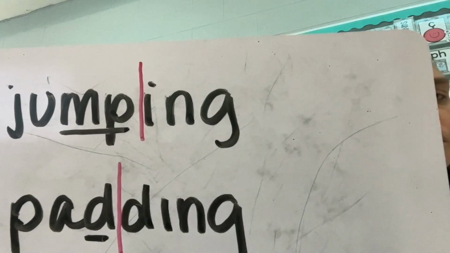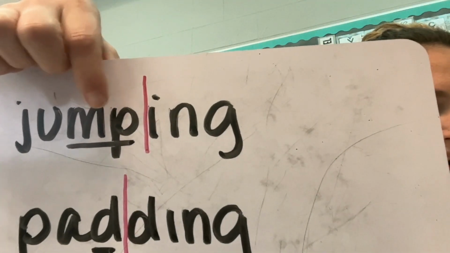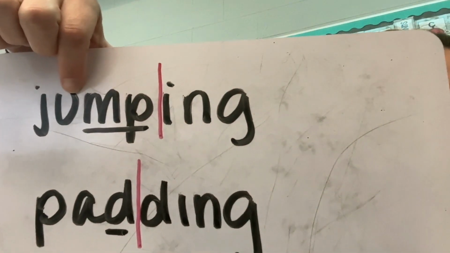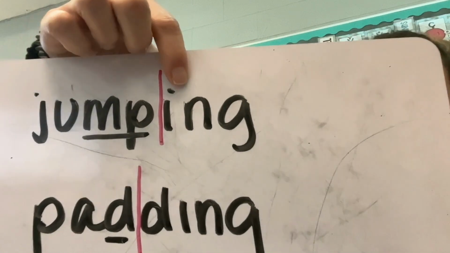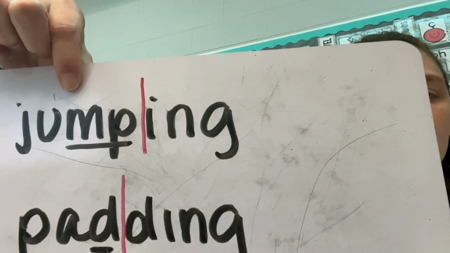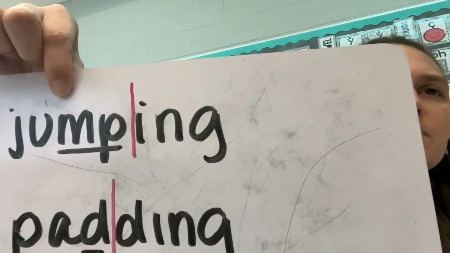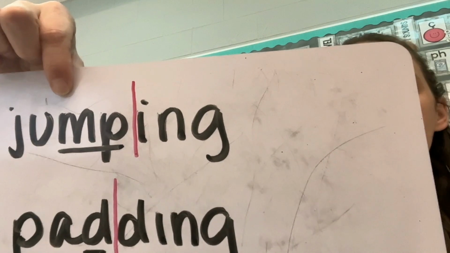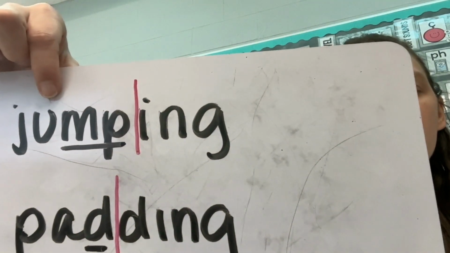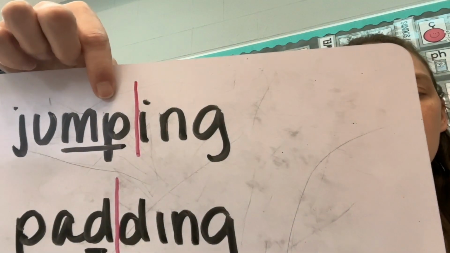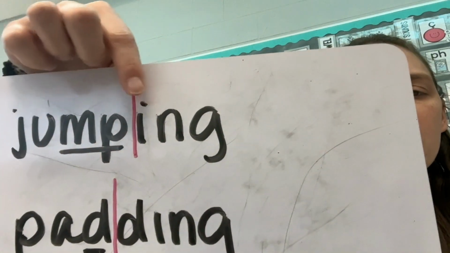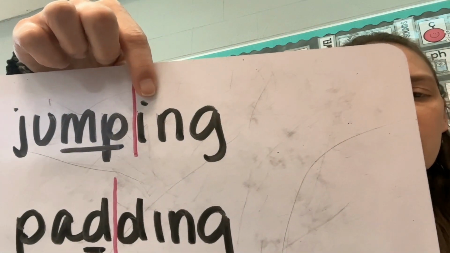Okay, so what you can see is that with the word jump, I have MP. So I have two consonants between my vowel and my suffix. So my vowel says its short sound. When a vowel says its name, we call it a long vowel, and when it makes its sound, we call it a short vowel. So when we have a short vowel, we have to have two consonants between that vowel and another vowel. So here we have an I, like in ing.